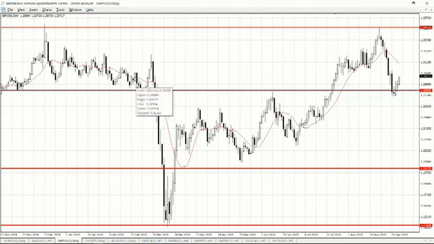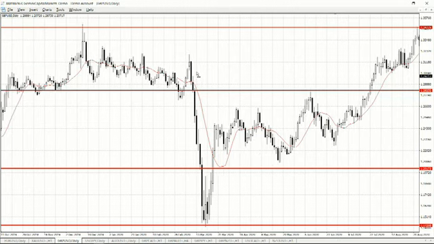You can see how that level has kept price below and above. So in this case, it forced price down here, here.